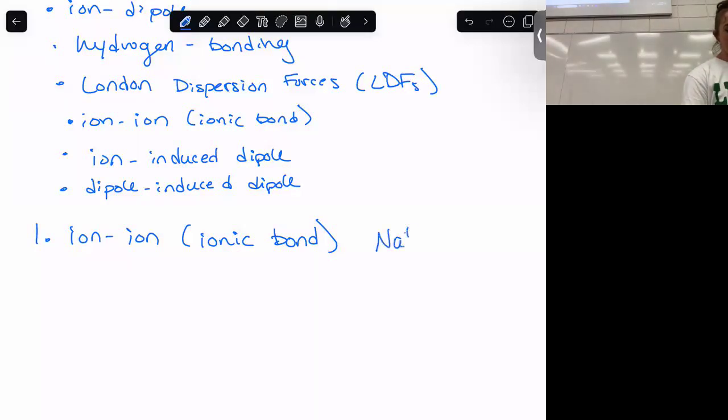So an example, right, is Na+ and Cl-. Are electrons shared or transferred in an ionic bond? They're transferred, right? That means that their bond is so strong that the chlorine actually takes the electron from sodium, making sodium a positive charge and chlorine a negative charge.